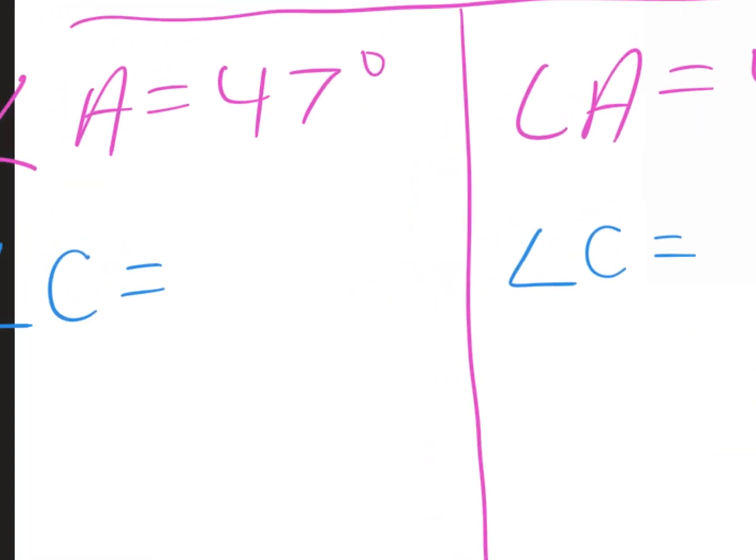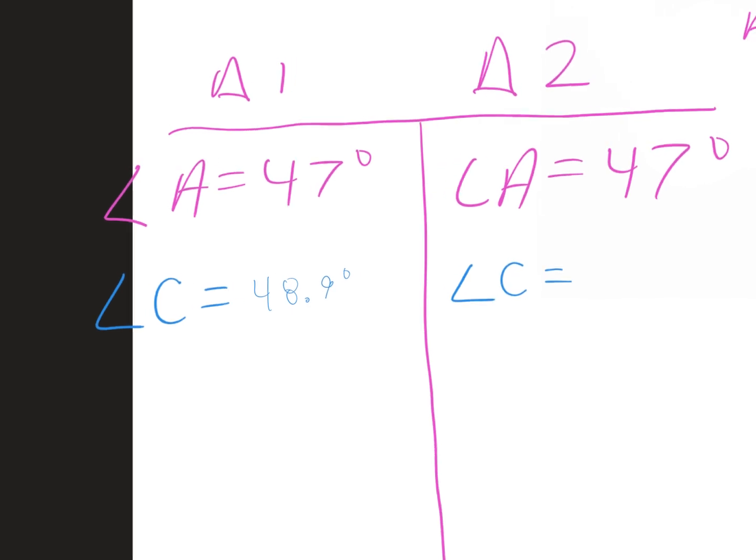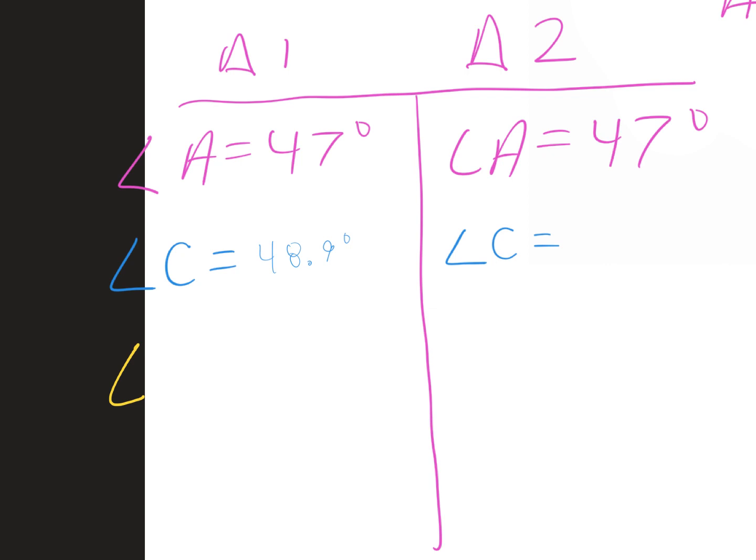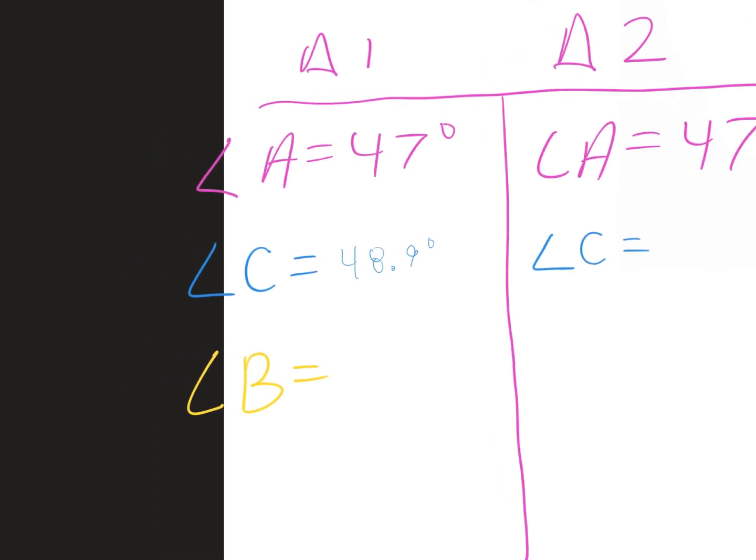Right here in triangle 1, 48.9 degrees. Pay attention on WebAssign how they tell you to round. Now, to find the rest of triangle 1, what would I do with 47 and 48.9? You add them up. I get 95.9, then I subtract from 180, and I get what? You subtract, you get 84.1. And you can just continue, and then you find the other missing side, which we'll do in a second.